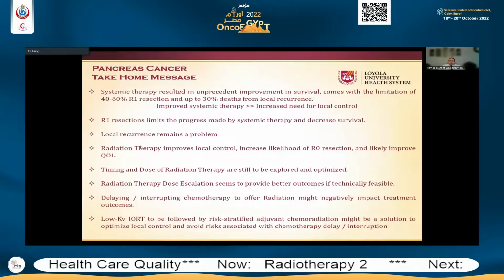Local recurrence remains a problem. Radiation therapy improves local control, increases likelihood of R0 resection, and likely improves quality of life. Timing and dose of radiation therapy are still to be explored and optimized. Radiation therapy dose escalation seems to provide better outcomes if technically feasible and safe. Delaying or interrupting chemotherapy to offer radiation might negatively impact treatment outcomes. Low kV IORT followed by risk stratified adjuvant chemoradiation might be a solution to optimize local control and avoid risk associated with chemotherapy delay or interruption.